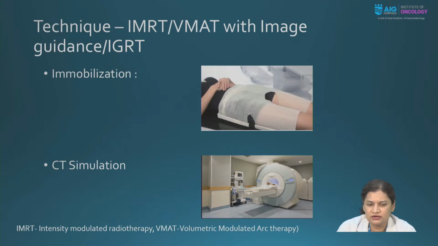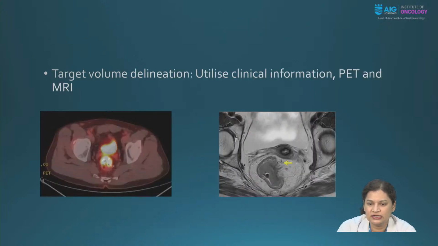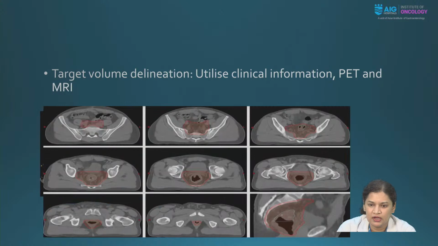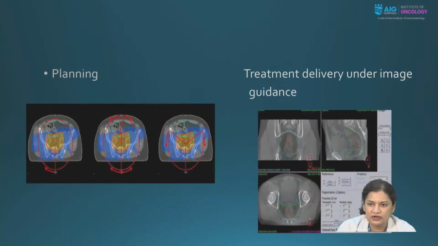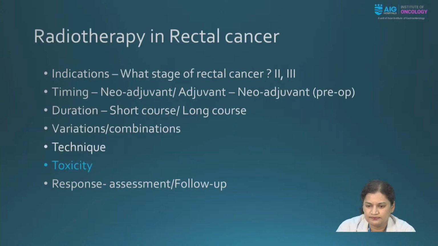Now, to just brief you about the technique of radiotherapy, the first step is to immobilize a patient in a comfortable position. We then do a CT scan called a CT simulation, which helps us to identify the target volumes, and we utilize all of the pre-treatment information, clinical, PET and MRI, to do this. Once the target volumes are identified, we then go through multiple plans by using beams targeted from multiple directions or an arc, and a plan is generated in order to deliver dose to the target volume and spare normal tissues. Treatment is then delivered under daily image guidance.